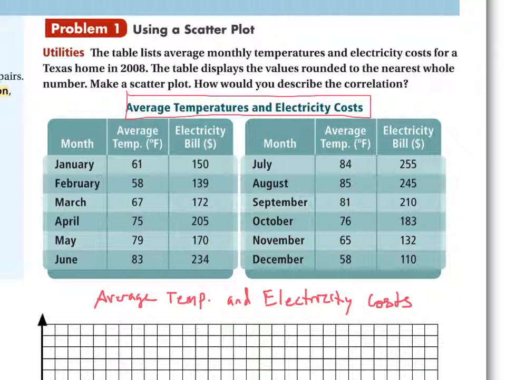We also need to label our X and Y axes. First off, we actually have 3 pieces of information here: a month, average temperature, and electricity bill. We've got to decide which 2 we are working with. Well, it just so happens that we're dealing with average temperature and electricity costs, so our title actually told us which 2 to work with.